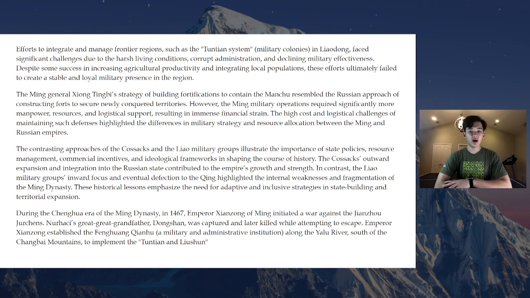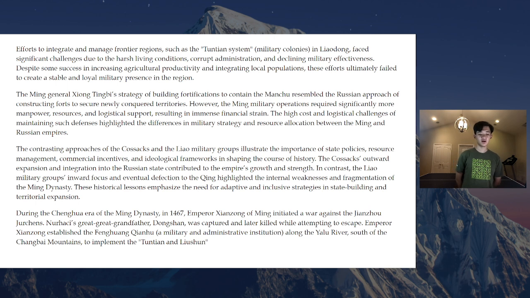Efforts to integrate and manage frontier regions, such as the Tongtuan system in Liaodong, faced significant challenges due to harsh living conditions, corrupt administration, and declining military effectiveness. They built fortifications that were similar to the Russian approach of building forts to secure newly conquered territories, but the Ming military operations required significantly more manpower, resources, and logistical support. The different approaches of the Cossacks and Liao military groups illustrate the importance of state policies, resource management, commercial incentives, and ideological frameworks in shaping the course of history.